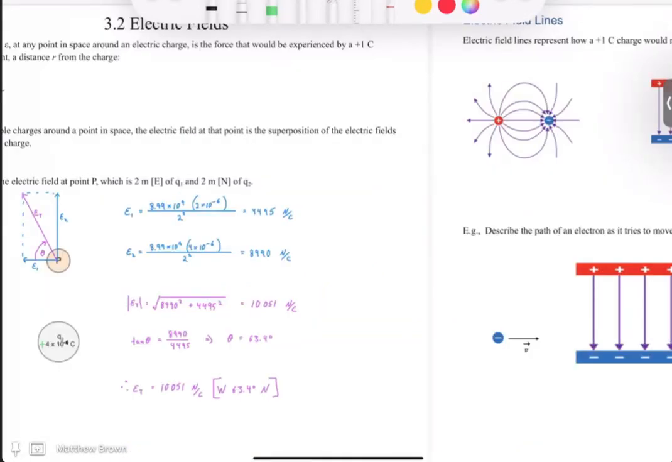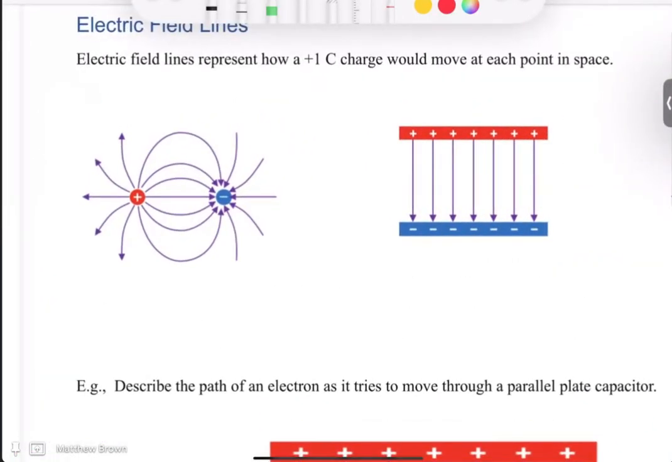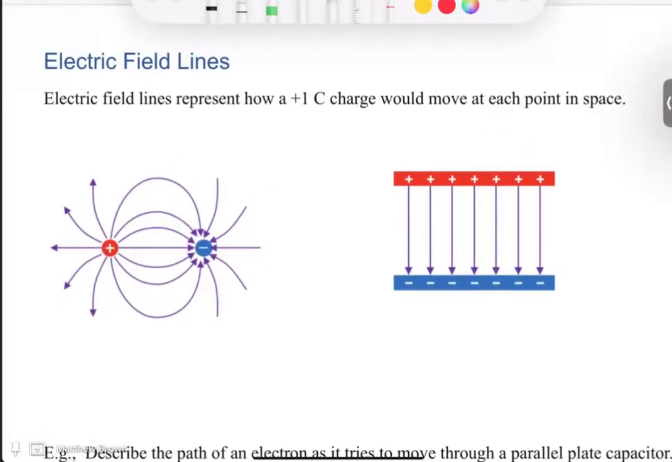The other thing we want to do, which also builds off this, but the +1 isn't, I don't think, as significant here. Electric field lines, and you've seen them before.